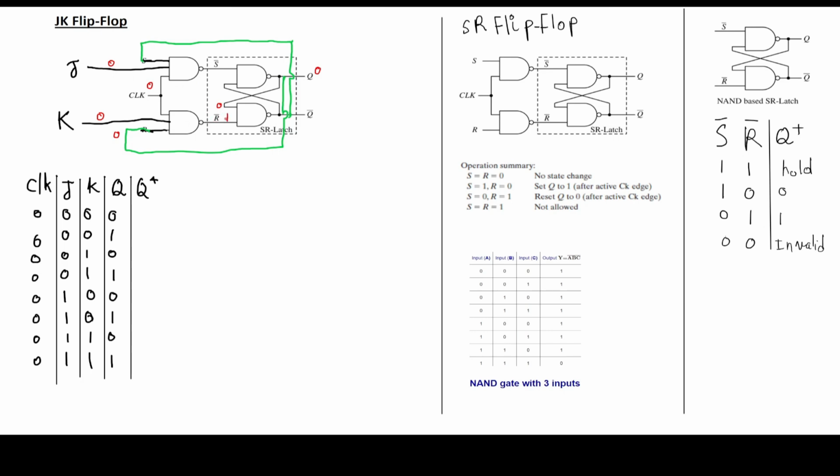And now 0 and 1 for this NAND gate. So the output will be, for the AND gate, if we get 0 and 1, the output is 0. But for the NAND gate, the output will be 1. So this Q bar will be 1. And this Q bar will go to 2 locations. It'll go here, and also it'll go all the way to this NAND gate.